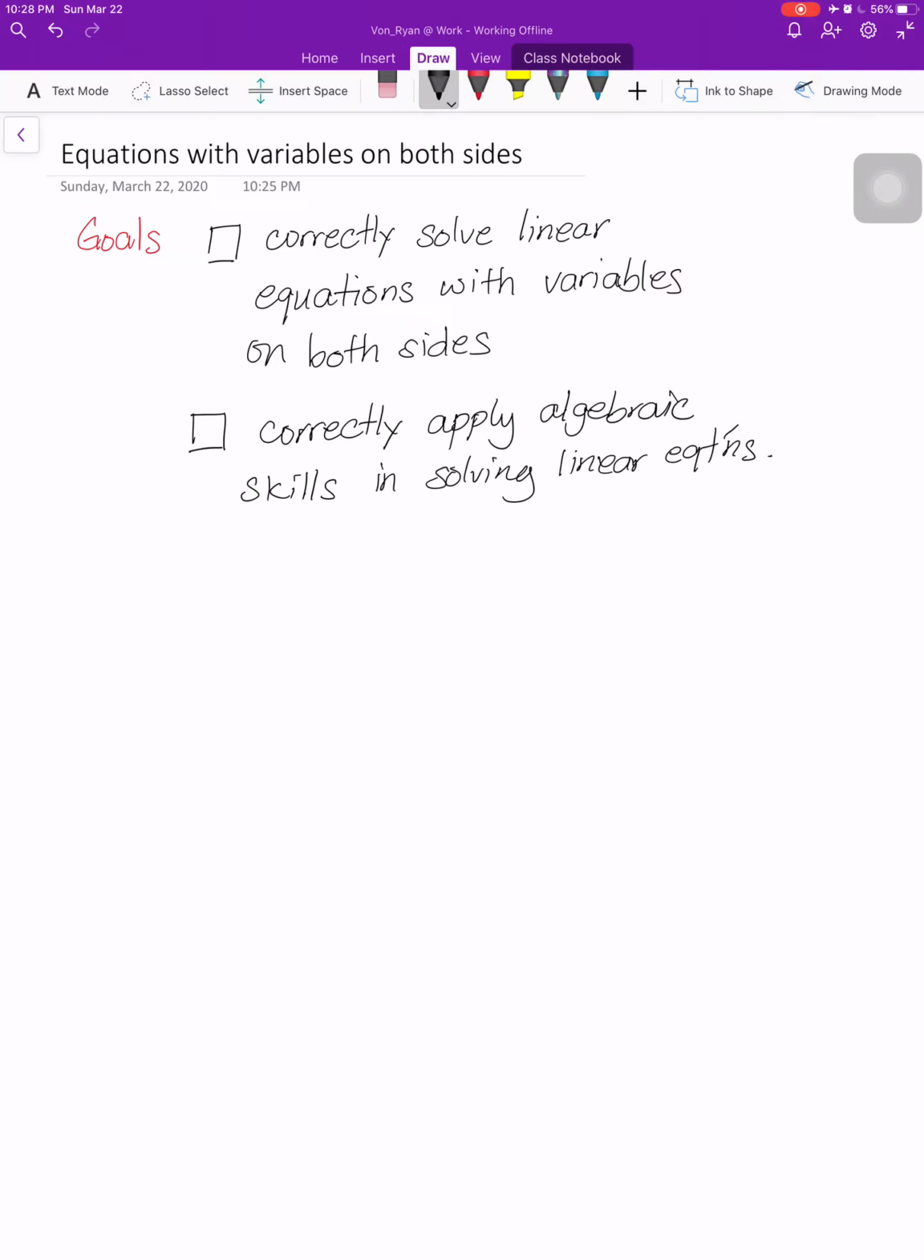Now take note that we have been using algebra skills that we have learned in the past, and we just need to remember how to correctly use them all the time. Now, the key here is recognizing the variables that we want to solve for in a linear equation. So suppose we have an example. Let's start with an example. The linear equation 5x plus 4 equals 3x plus 10.